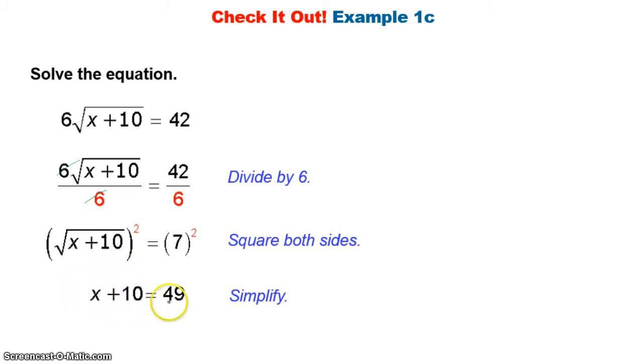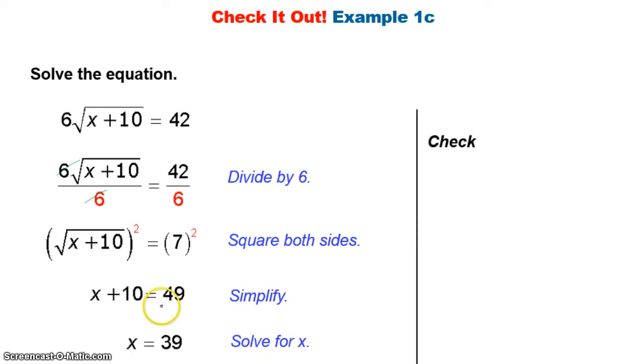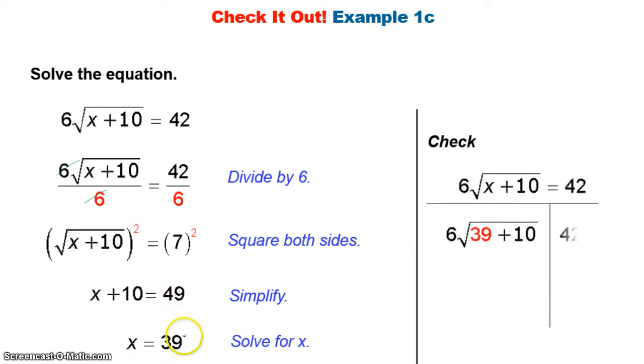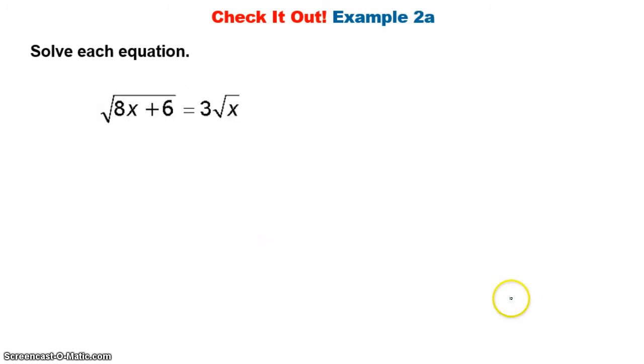And now we have x plus 10 equals 49. We'll move our 10 over, solving that, and we get x is 39. And then come over here and put the 39 in, and do your check. 39 plus 10 under the radical is 49. The square root of 49 is 7. And 7 times 6 is 42. So it checks.